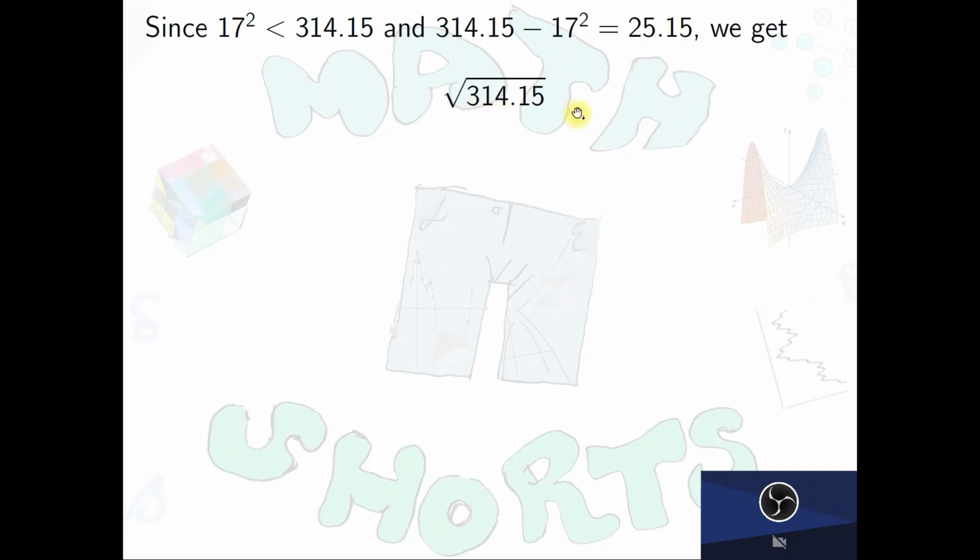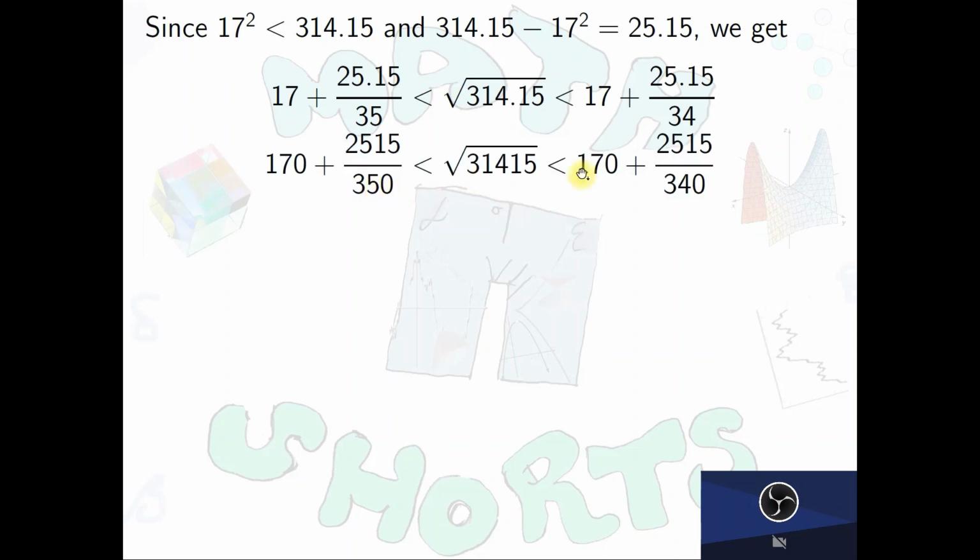So I've got 17 and 17. I've got 34 spaces to fill up with this 25.15. So I've got 17 plus 25.15 over 34. If I had 1 extra slice for everything, so I cut it into 35 slices, it's going to be a little bit too small. And then we can go through, multiply everything by 10 to bring us to the right spot, clean up the fractions, and I get our square root of 31,415 is between 177 and 13 over 70 and 177 and 13 over 68.